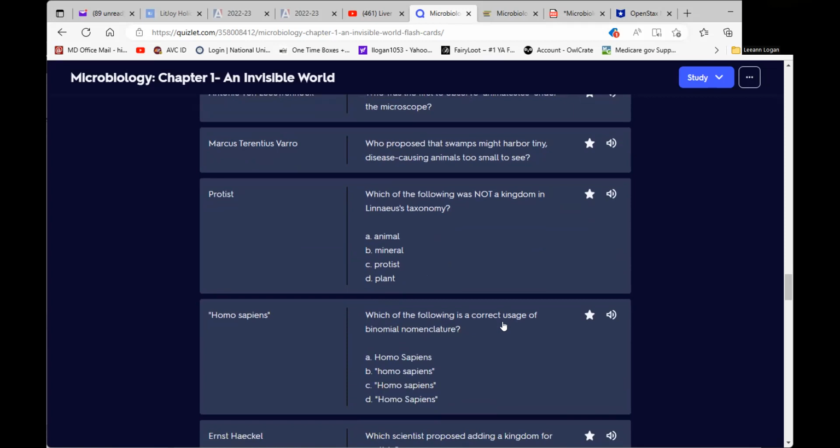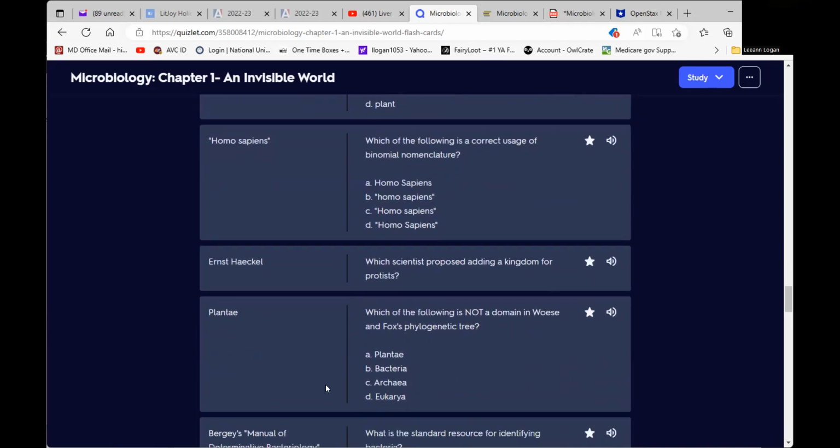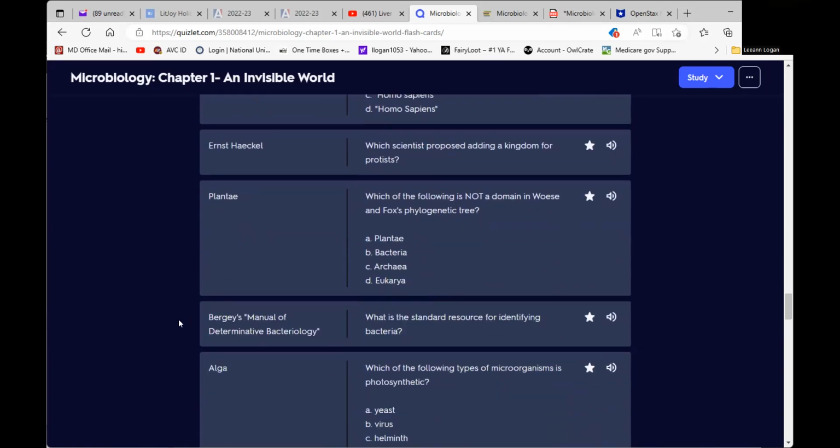Which of the following is the correct usage of binomial nomenclature? It would be Homo sapiens, with the first word always capitalized. What scientist proposed adding a kingdom for protists? Ernst Haeckel. Which of the following is not a domain in Woese and Fox's phylogenetic tree? That would be Plantae. In their tree, it would be bacteria, archaea, eukarya. What is the standard resource for identifying bacteria? Bergey's Manual of Determinative Bacteriology.